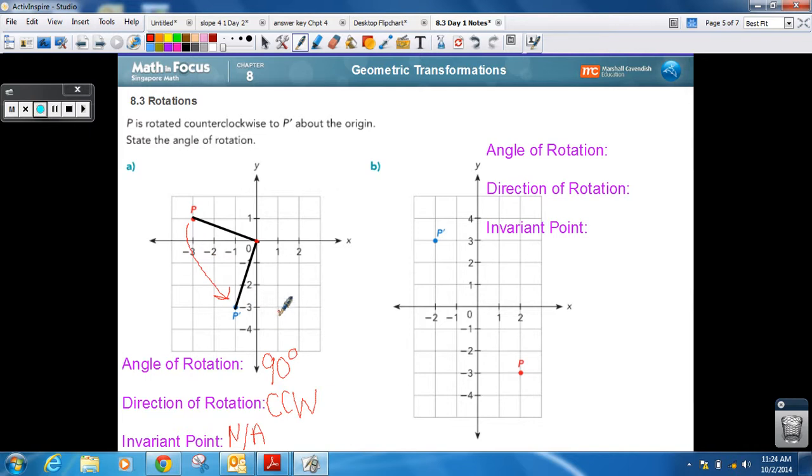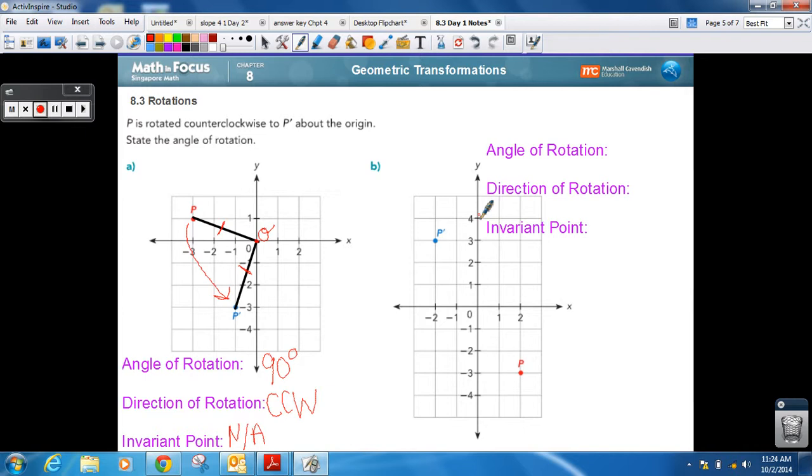The other thing I want to point out, if we call our center of rotation O, what would be true about PO and P prime O though? They would be congruent, because the original and the image are equal distance from the center, because they're basically going around the rotation in a circle.